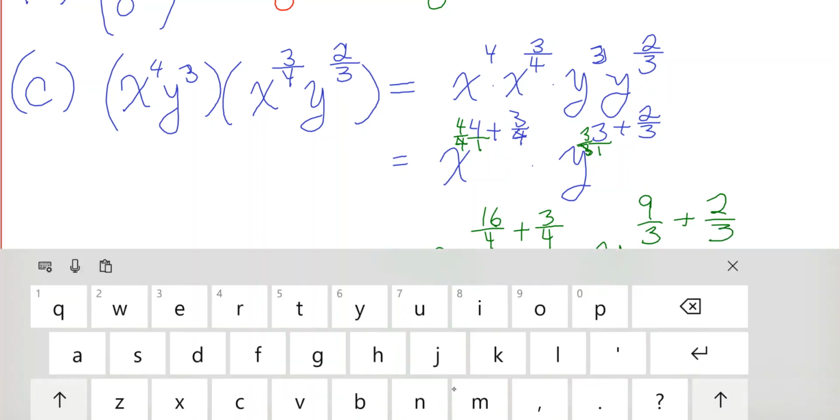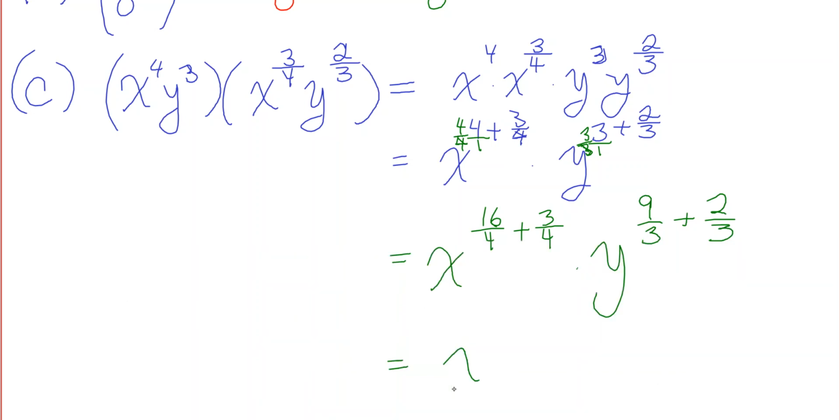So x is going to be... So you add together your numerators, 16 plus 3 will totally give you 19/4, because we saw that one coming, right? And then y, 9 plus 2 gives me an 11/3.